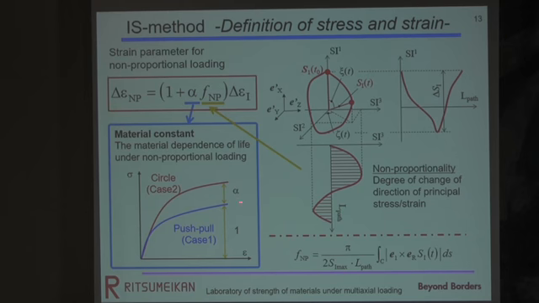This is a stress strain curve of push-pull loading. This test is a proportional loading test. This is the stress strain curve of the circle test, and this circle test is a non-proportional loading. So we use this difference. This difference gives the material constant. So this is the meaning of the additional hardening due to non-proportional loading.